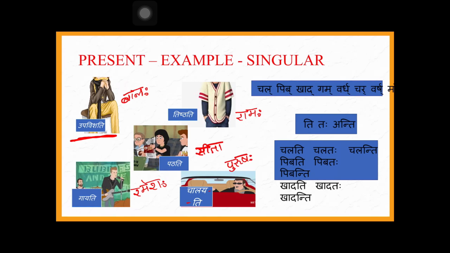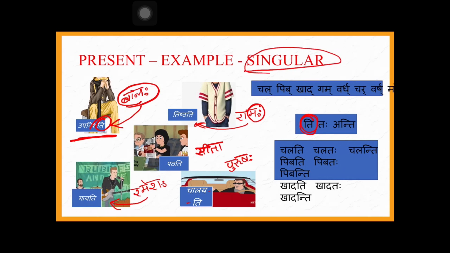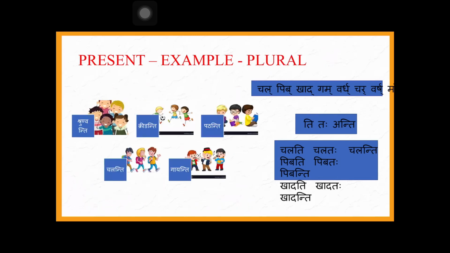So this is how we need to use the verbs in a sentence. Ramah tishtati, right? The same way, balah upavishati, Rameshah gayati, right? This is how we need to use the verbs and the words hand in hand. If I am saying balah as one person, then I should say upavishati, ti. If I say Ramah, a single person, then again ti. That is how singular is used. I have written here singular usage. Then how would it be in plural?